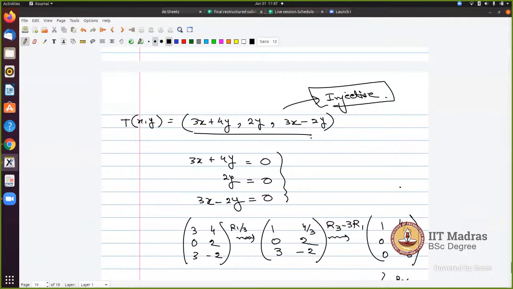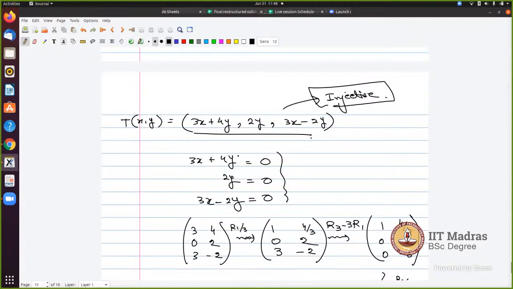Sir, if it has no solution, then we can say that it is surjective. Can Ax equal to 0 have no solution? No, it always has a solution, because 0 is always a solution. That is true. But if we have to check whether it is surjective or injective, we find it here now for injectivity. For surjectivity, what do you have to do?